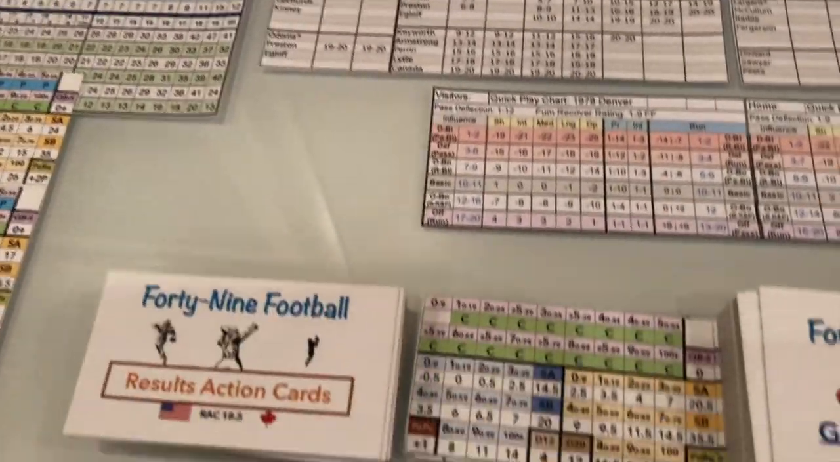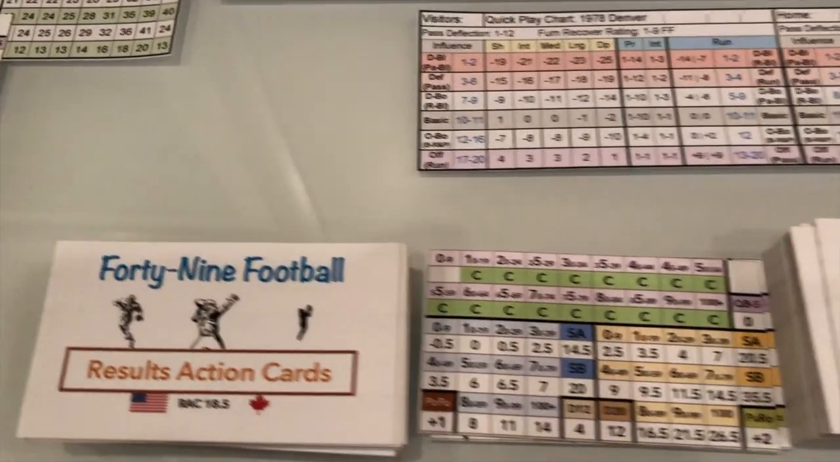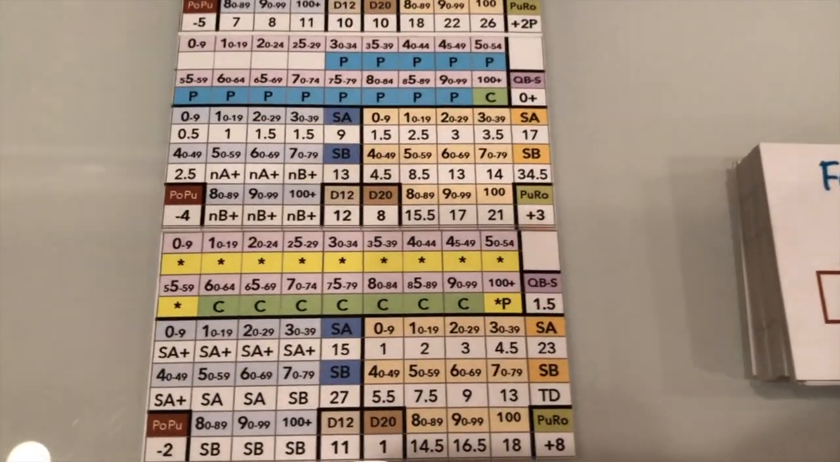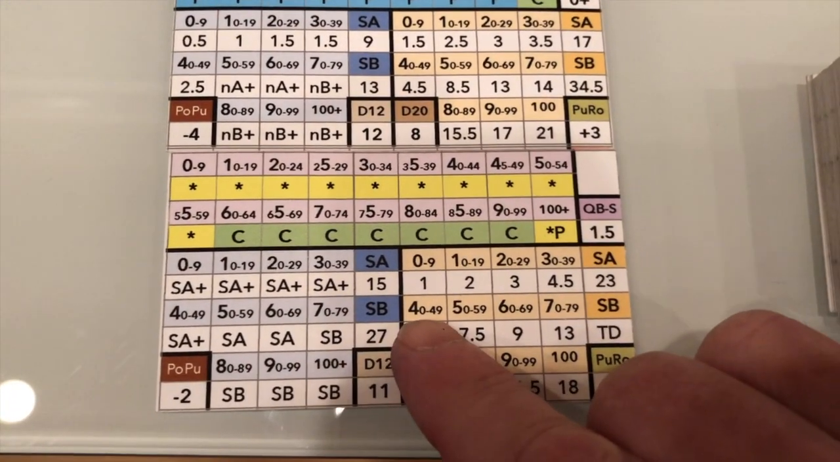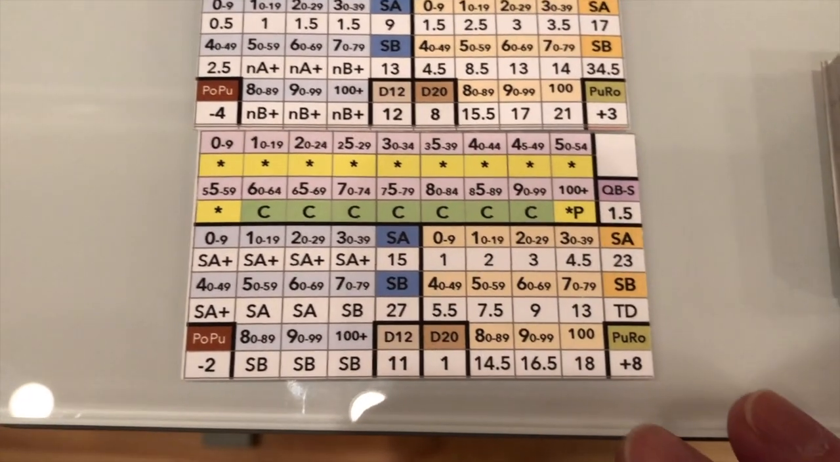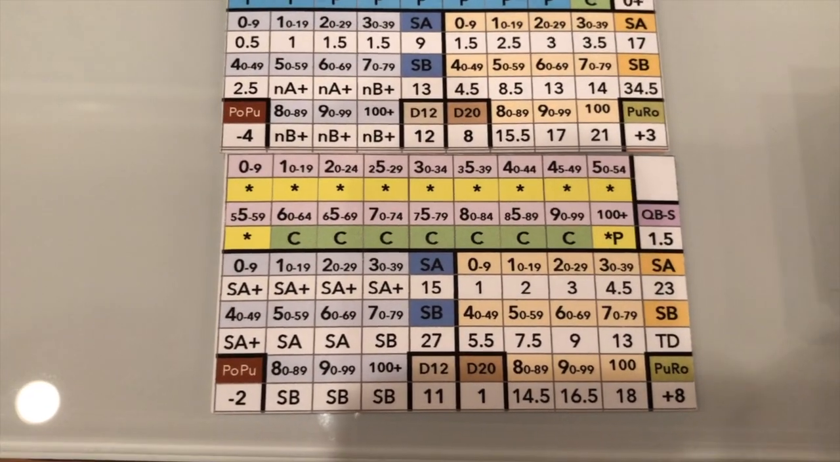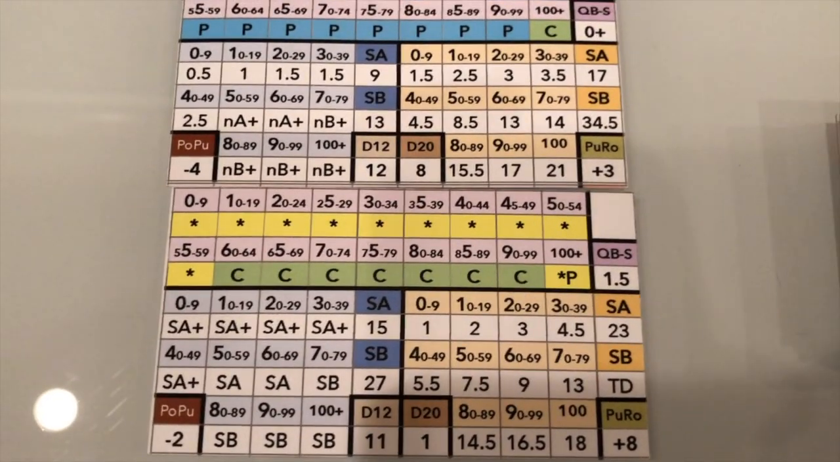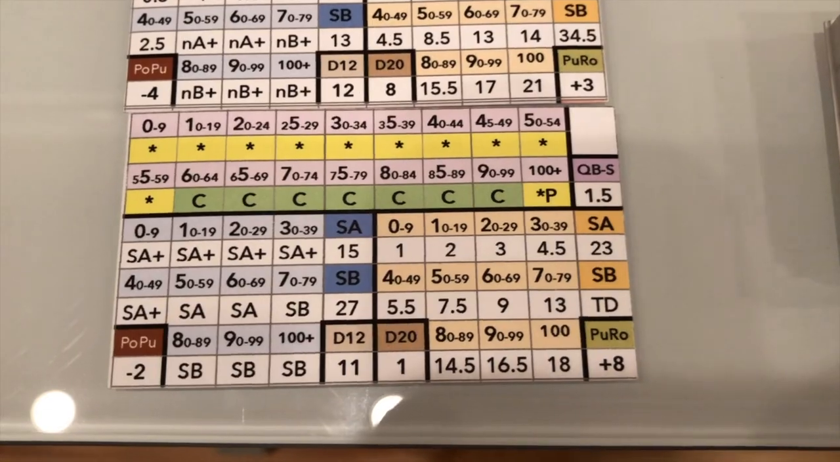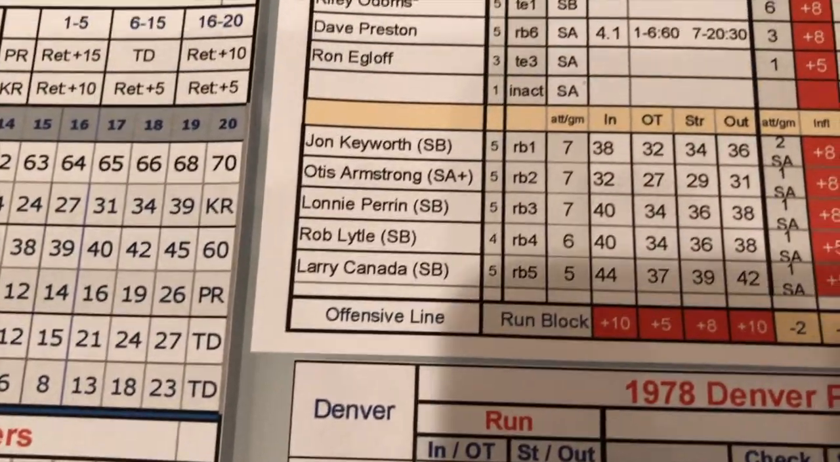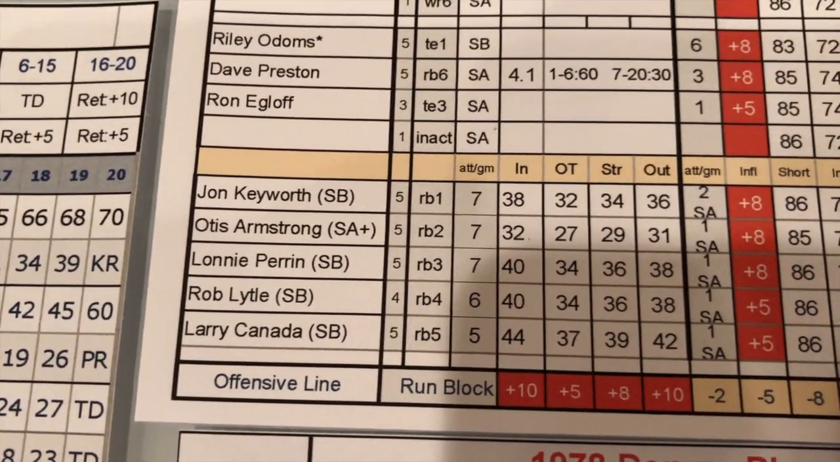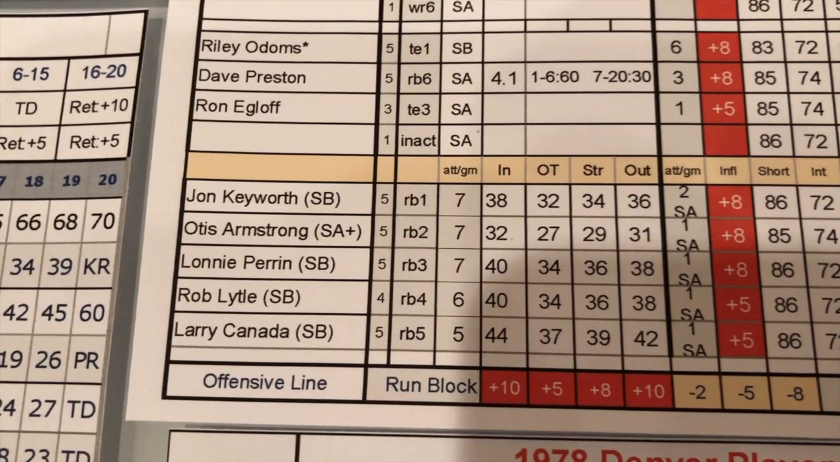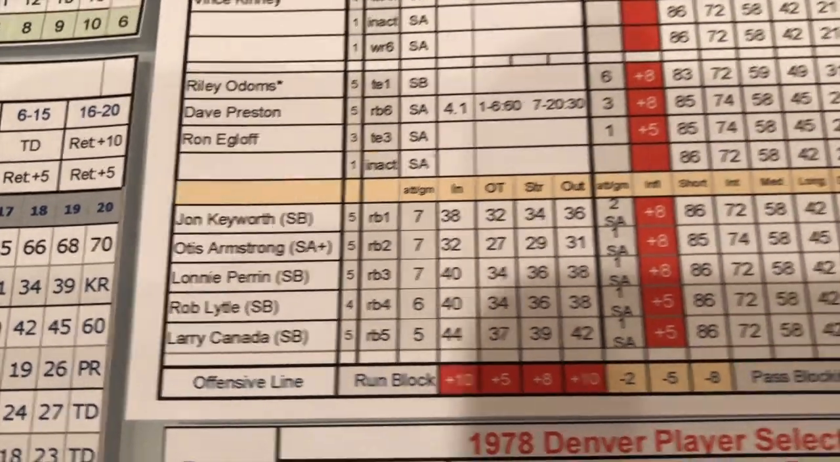Okay, a couple more things on the results action cards that you're going to come across. And these here are these SA and SA plus and SB ratings. And that's the order of kind of priority. Every running back, every receiver has an SA rating. Some have an SA plus and some have an SB. If we take a look at Denver, you can see Keyworth, he had an SB. Otis Armstrong was only an SA plus. All the rest of them had SBs. That means they all had long gains during the year.